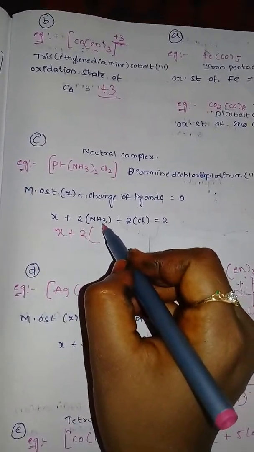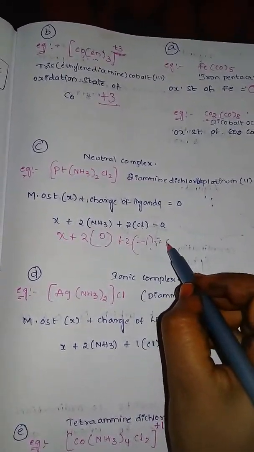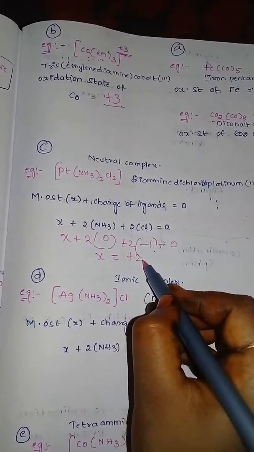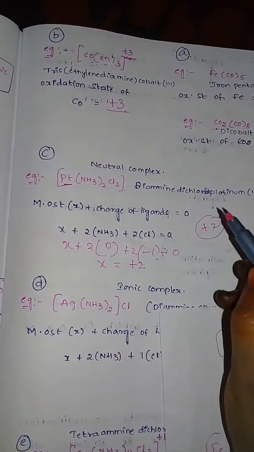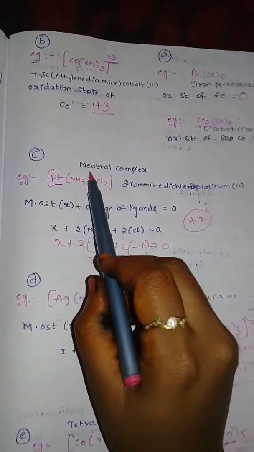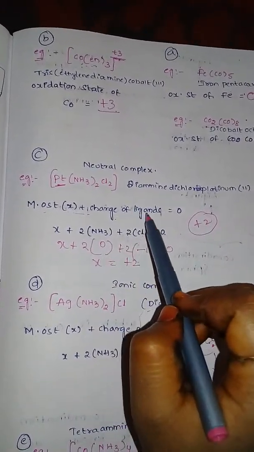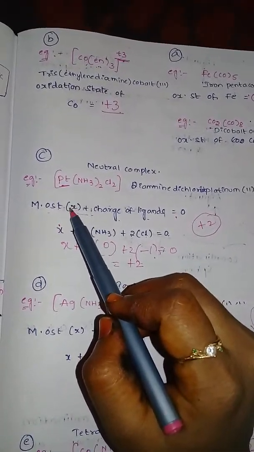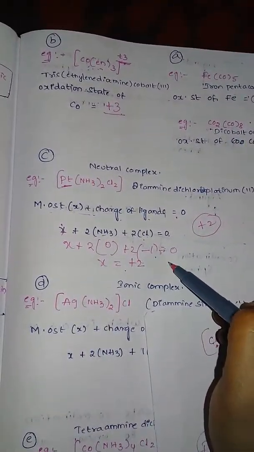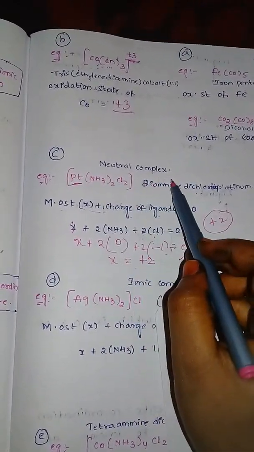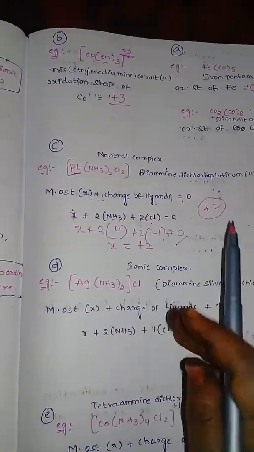So X plus, ammonia is a neutral ligand so the charge is 0, plus 2 into chlorine, whose charge is -1, is equal to 0. So X is equal to +2. So the oxidation state of platinum is +2. This is the third trick. If the complex is a neutral complex, the formula is metal oxidation state plus charge of ligands is equal to 0. We take the unknown oxidation state as X plus the charge of ligands, and this is the way to find the oxidation state for a neutral complex. This complex was solved using the third trick we already discussed.